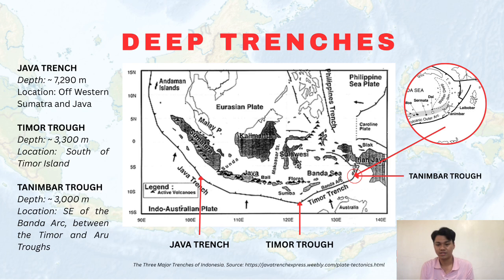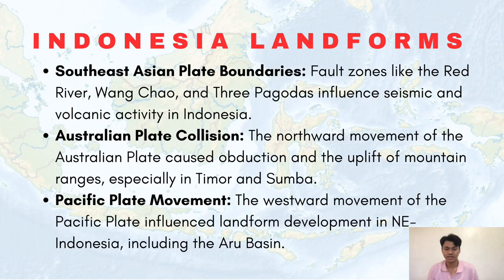Lastly, we have the Tanimbar Trough. It is formed the same way as the Timor Trough. Collision between the Australian continent and the Banda Arc led to the formation of the Tanimbar Trough. It has a depth of approximately 3,000 meters and is located southeast of Banda Arc between the Timor and Aru troughs. Next, we will now discuss Indonesia's landforms.